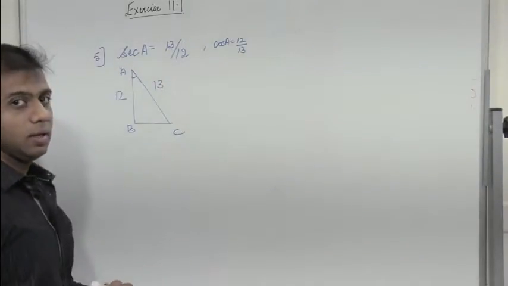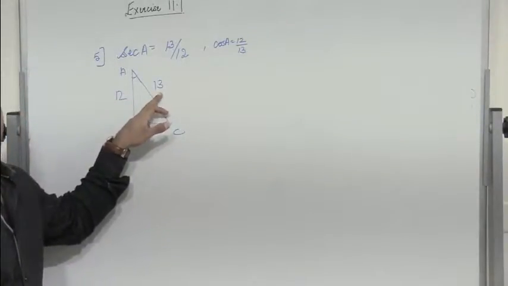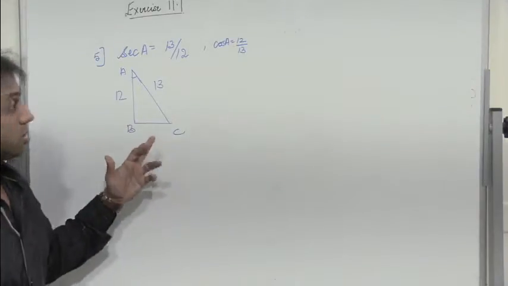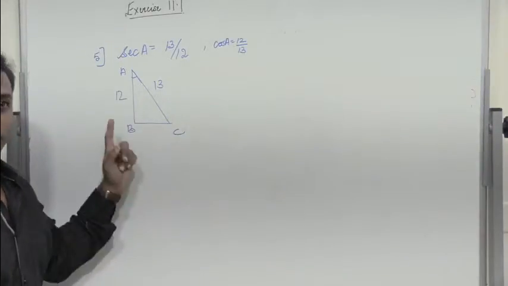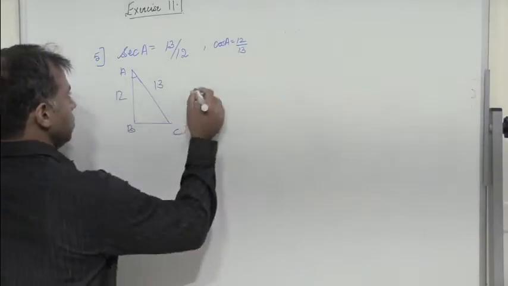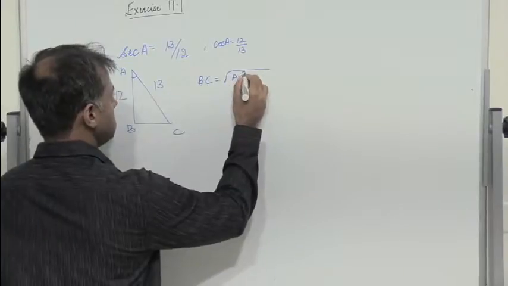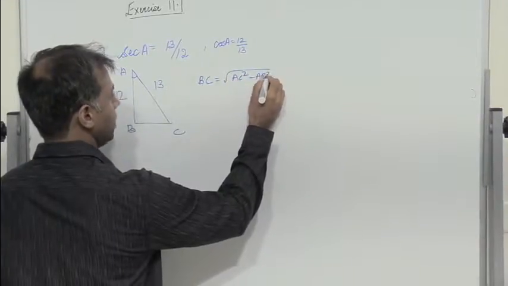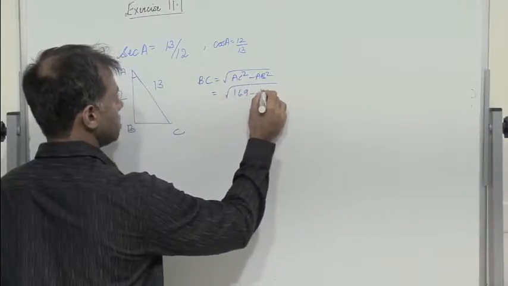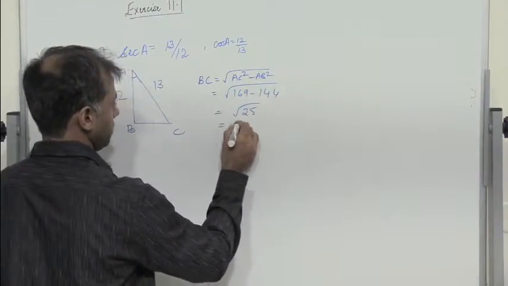Okay, so by now you should have guessed that if the hypotenuse is 13 and one of the sides is 12, the other side is 5, because 5, 12 and 13 form a set of sides for a right angle triangle, right? So anyways, BC is root of AC square minus AB square. We can calculate this. 13 square is 169 minus 144, which is root 25, which is 5.